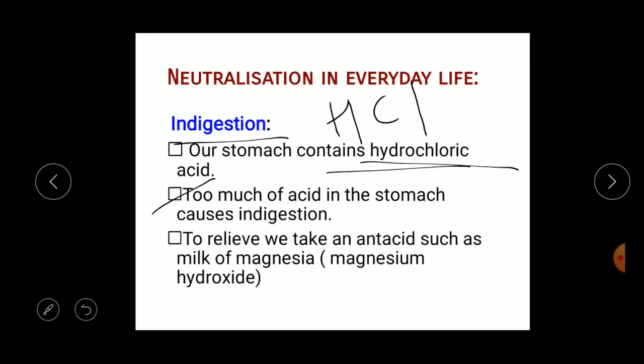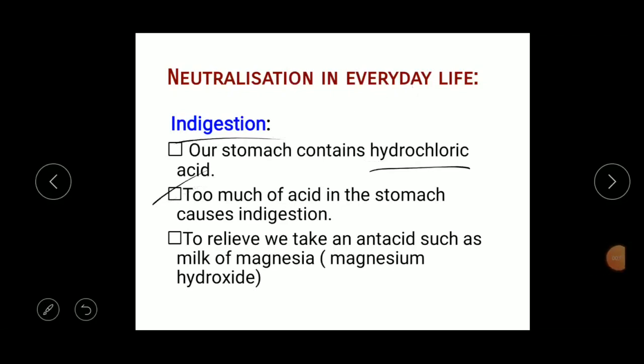And you might have heard in your house that if somebody is suffering from stomach pain, sometimes it may be because of an acidity problem, right? So at that time, what we have to do is neutralize this acid by taking a substance that is basic in nature, right? That is commonly known as an antacid.